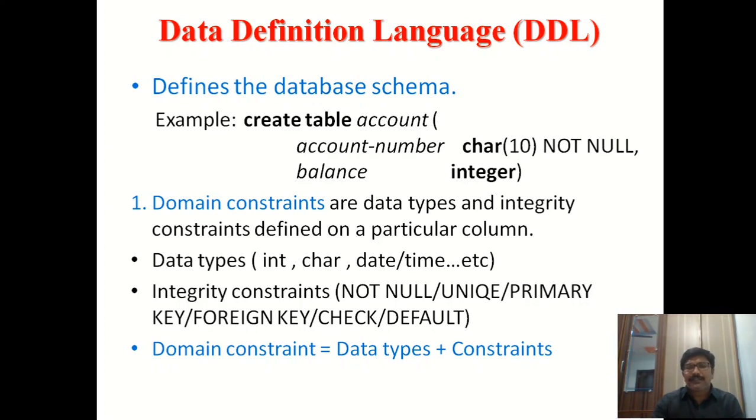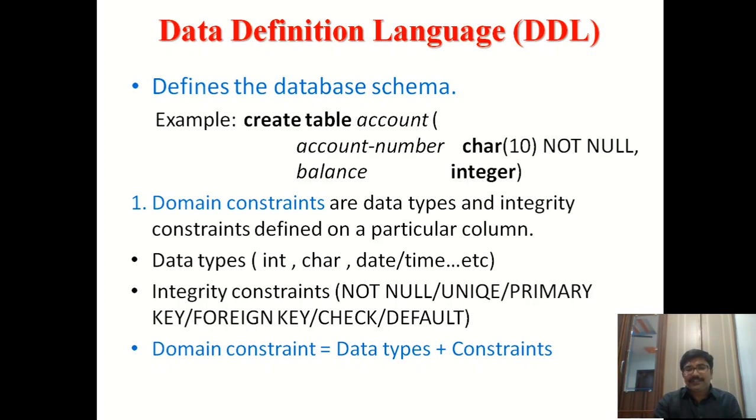Here not null means which cannot allow null values. Unique means which cannot allow duplicate values. The primary key means it's a combination of not null plus unique. That means it cannot allow null values and cannot allow duplicate values. Foreign key means which refers to a table. The values of one relation are associated with the values of another table. That is called a foreign key or a referential integrity constraint.